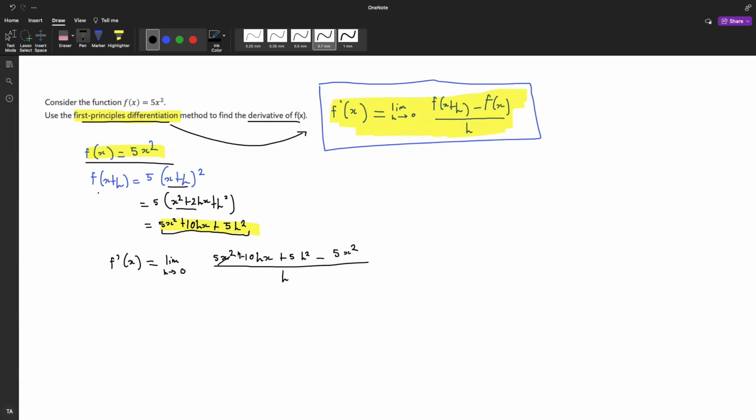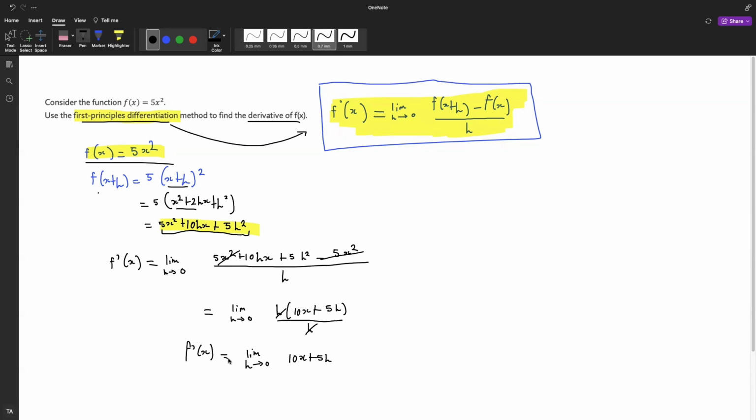Now, we've got the 5x squared and negative 5x squared, which just cancel out. And over here, what we can do is simplify out h, so you can get rid of the denominator as well. So as the limit of h goes to 0, which I'll explain what that means later on as well, we've got h(10x + 5h) over h. And then we can cancel these out. So then we're just left with the limit as h goes to 0 of 10x + 5h. So that's essentially what the derivative of f(x) is.